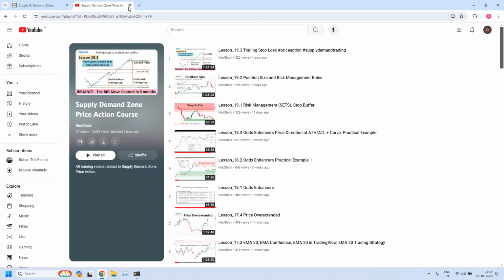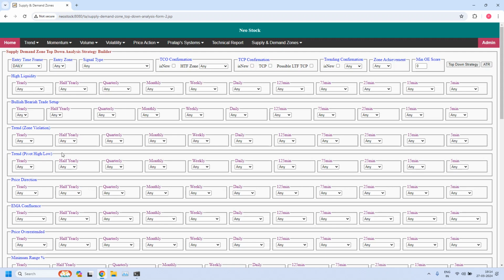Now let's get into the report generation with the help of NeoStock software supply demand zone top-down analysis strategy builder. So let us find the stocks near demand and supply zones starting from yearly until 5 minutes time frame. And mostly yearly time frame you may not find the zones because most of these stocks are closed inside the demand zone or supply zones of yearly time frame. But anyway, we will verify.